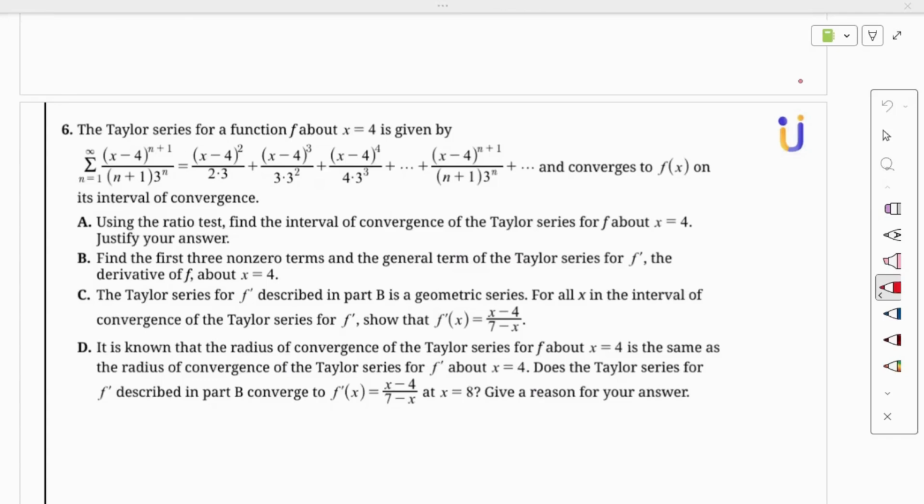Now part D: it is known that the radius of convergence of the Taylor series for f about x equals 4 is the same as that of f prime. This fact, everyone knows this, right? The radius of convergence of f is the same as f prime. Does the Taylor series for f prime described in part B converge at x equals 8? So we are going to check the Taylor series for f prime, which we got in part B. Will it converge to this value at x equals 8? Give a reason for your answer.